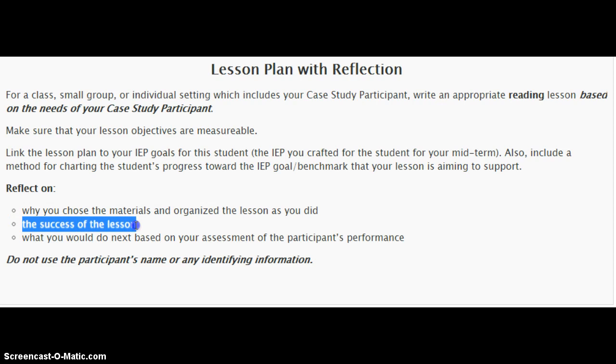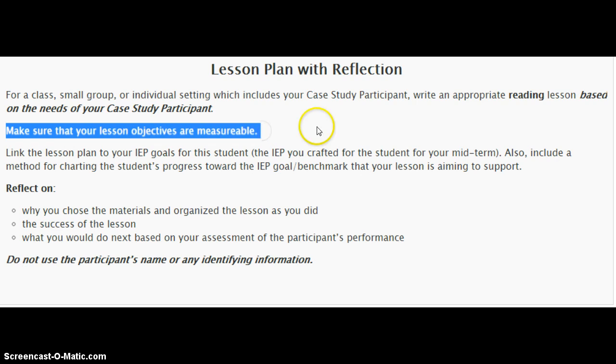You're going to reflect on the success of the lesson. So if you are teaching this, you're going to tell me what was successful. Did the student meet the criteria that you had outlined? Remembering that you've got to make sure your lesson plan objectives are measurable. And really, you can probably take the goal language or the objective language from your reading goal in the IEP and make that your goal for the lesson. And that would be very appropriate, and you know it's already measurable.